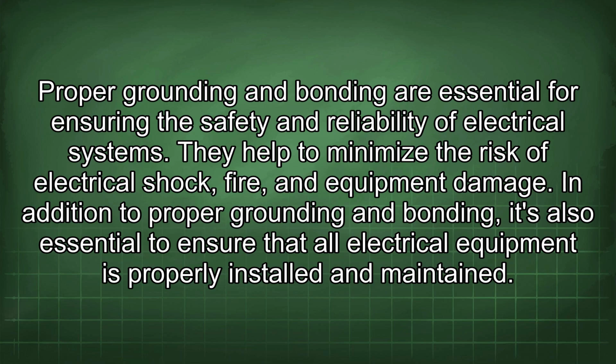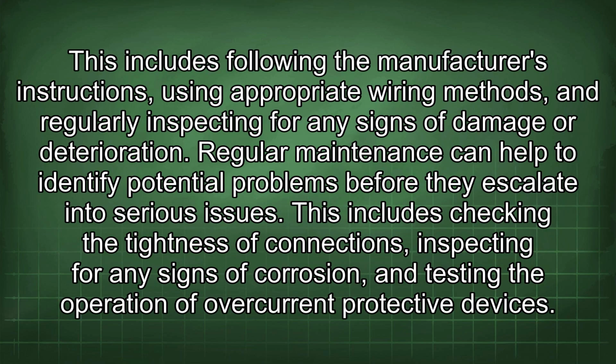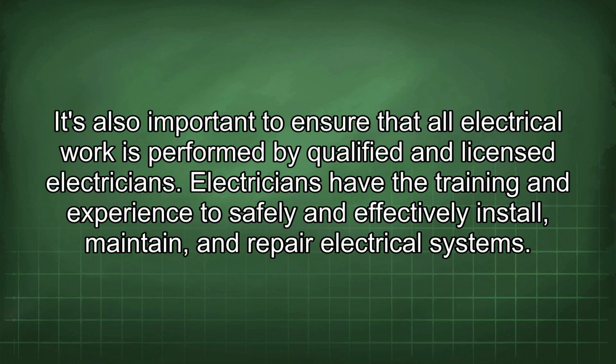In addition to proper grounding and bonding, it's also essential to ensure that all electrical equipment is properly installed and maintained. This includes following the manufacturer's instructions, using appropriate wiring methods, and regularly inspecting for any signs of damage or deterioration. Regular maintenance can help to identify potential problems before they escalate into serious issues. This includes checking the tightness of connections, inspecting for any signs of corrosion, and testing the operation of overcurrent protective devices. It's also important to ensure that all electrical work is performed by qualified and licensed electricians.